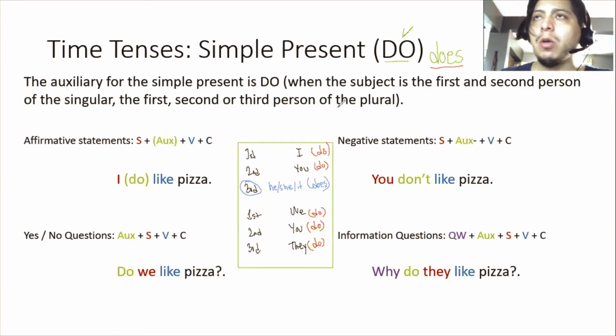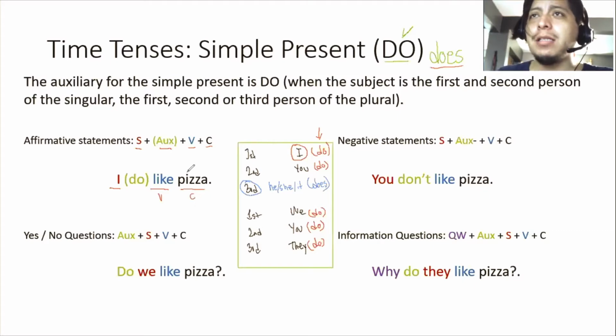In this case, for example, we have affirmative statements: subject, auxiliary, verb, and complement. Subject, the first person of the singular. The auxiliary for the first person of the singular is do. The verb is just the verb in the normal form. You don't really have to conjugate it or anything. And then you have the complement.